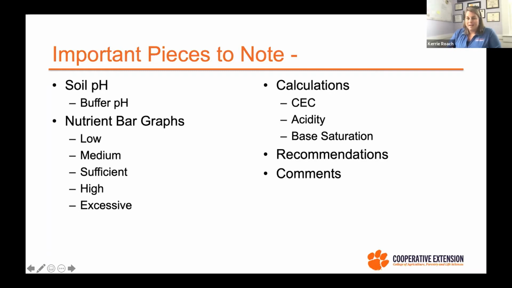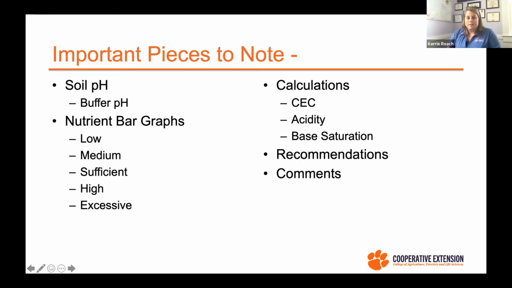They've changed that. I guess it's been a while now, but previously when I first started in extension at NC State and previously at Clemson, these soil sample reports were much harder to read. They were not in that bar graph form, and it was just confusing. So I'm really excited that that was a change that was made.